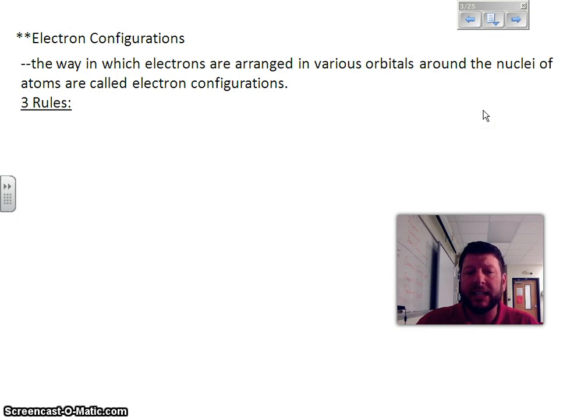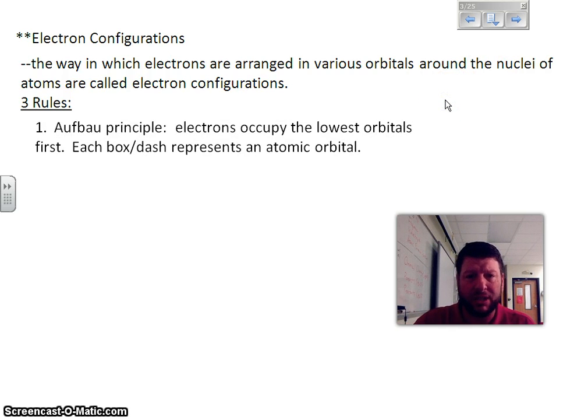The way in which the electrons are arranged in various orbitals around the nuclei is called electron configurations. This is kind of what we've talked about already with 1s2, 2s2, 2p2, etc., like we had in our periodic table unit, along with our reading guide so far, as well as the internet project. Now, there were three rules that we stated for electron configurations. Rule number 1 is the Aufbau principle. Electrons will occupy the lowest orbitals first. Each box or dash represents an atomic orbital.